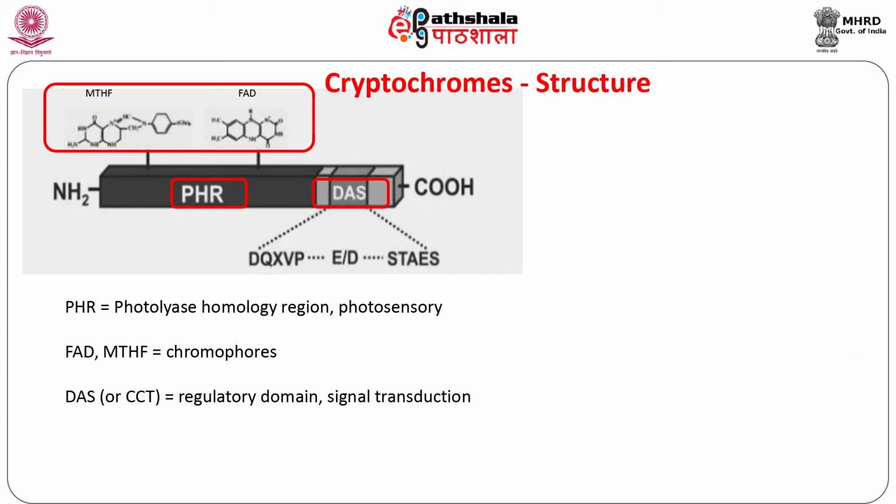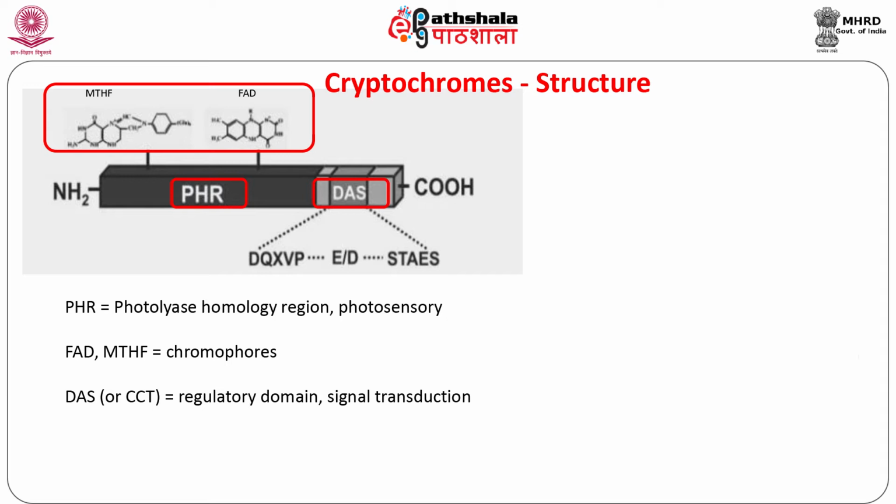These monomers consist of a photosensory domain called photolyase homology region or PHR towards the amino terminal, to which 2 chromophores, flavin adenine dinucleotide or FAD, and methenyl tetrahydrofolate, also called MTHF or pterin, bind. The C-terminal extension or CCT domain, which is also called the DAS domain, plays an important role in transmission of the light signal.